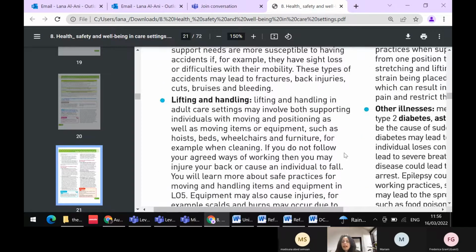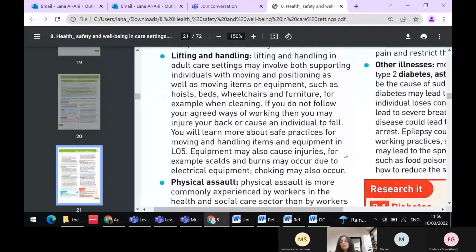Also, when there is lifting and handling, you could have an accident. So, for example, when you move from one position to another position, if the person is unwell, or the equipment is wrong or not used properly, or even a wheelchair not used properly, these are all examples of people having accidents. So these equipments will cause accidents.